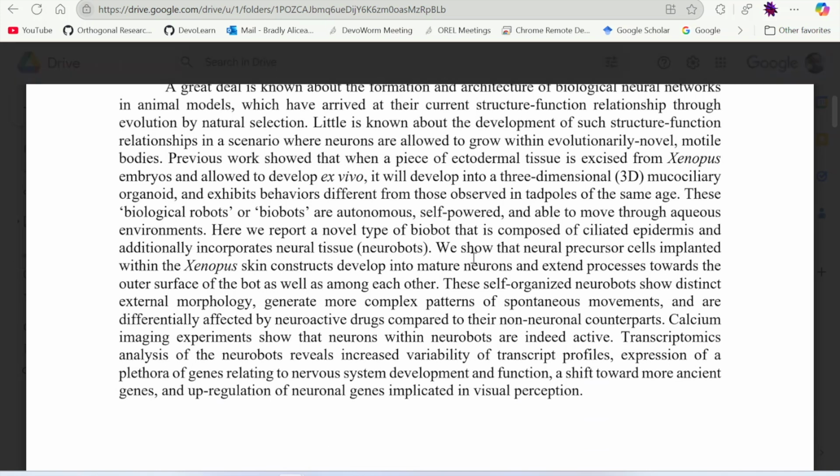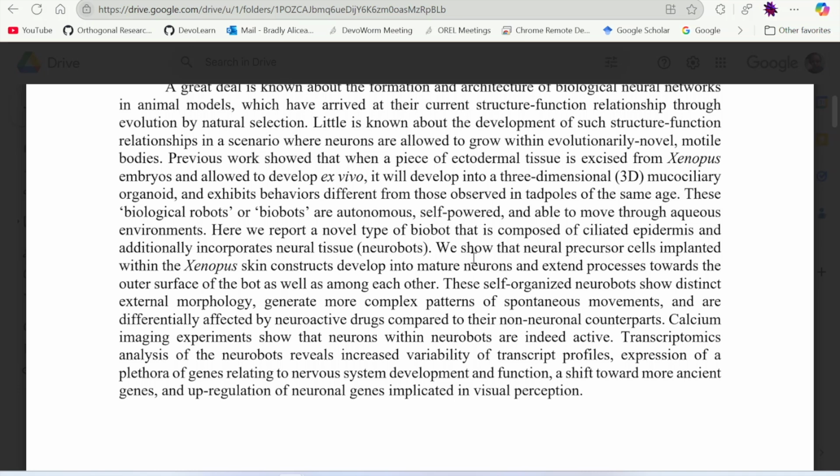So this is a frog model embryo, and they have these skin constructs. What they're doing is putting neural precursor cells into a tissue of skin, and they're able to get these neural precursors to develop into mature neurons and extend processes towards the outer surface of the bot, as well as among each other. So what they're doing here, and we talked about this in the first paper, is that when you put different precursor cells in a tissue, it responds to the local cues of that tissue.